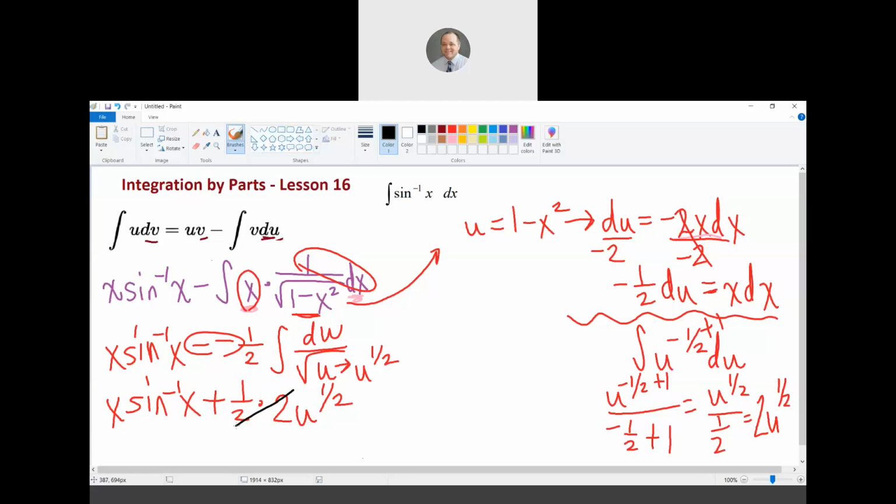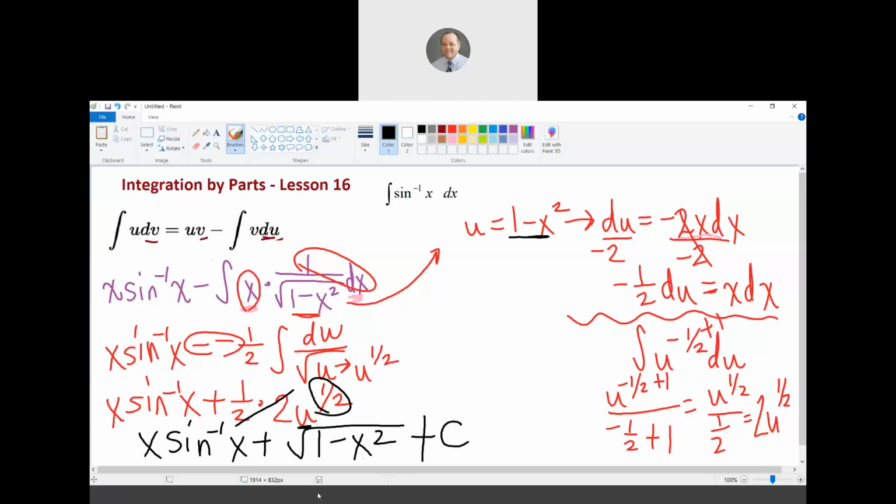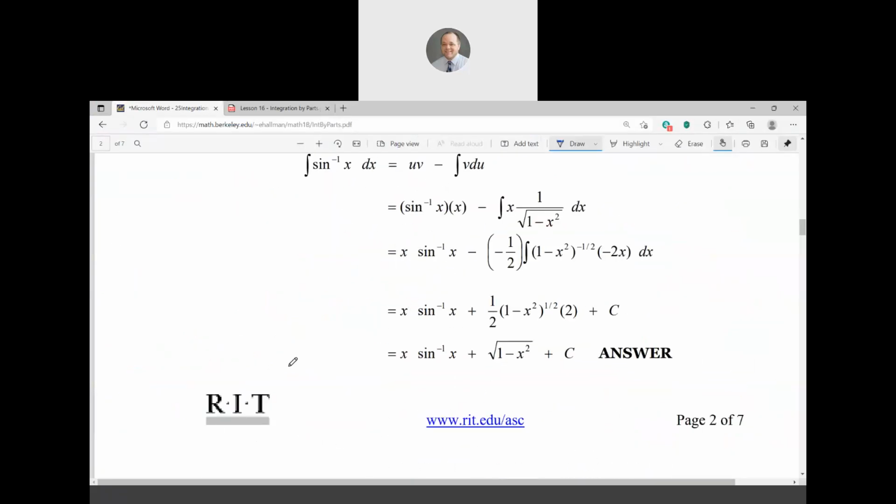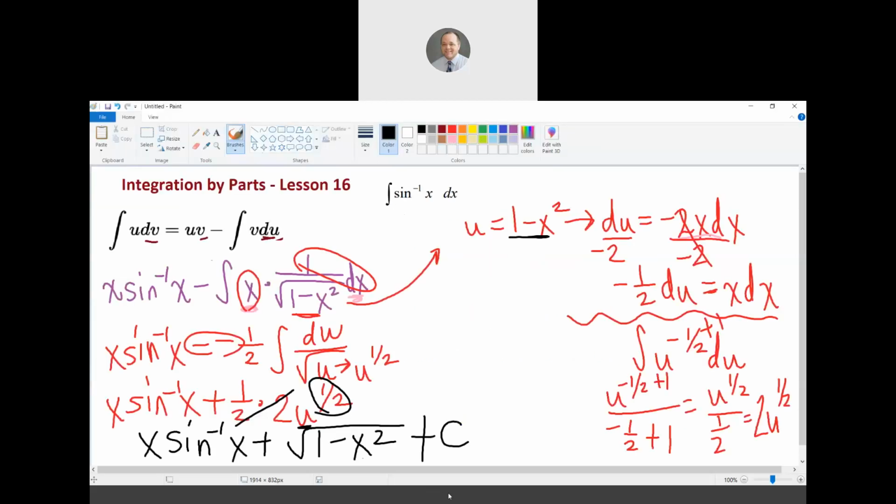Now, the last thing we need to do is back substitute what u was originally. Now, u was originally 1 minus x squared. So that would become square root of 1 minus x squared when we change the 1/2 back to a radical. And again, don't forget your plus c. Let me check it. And our answer is correct.